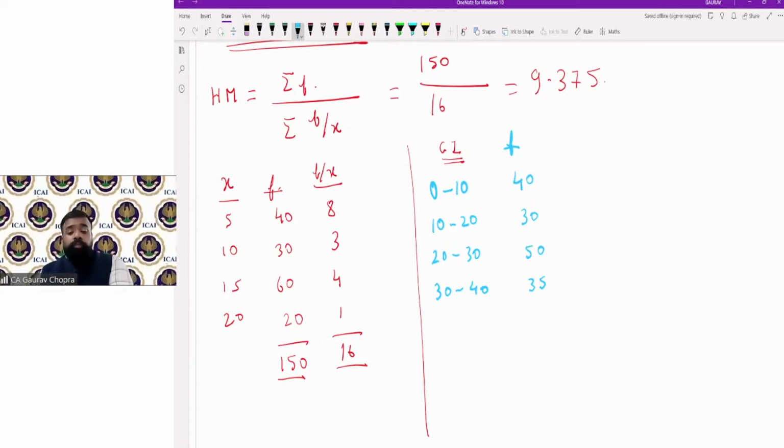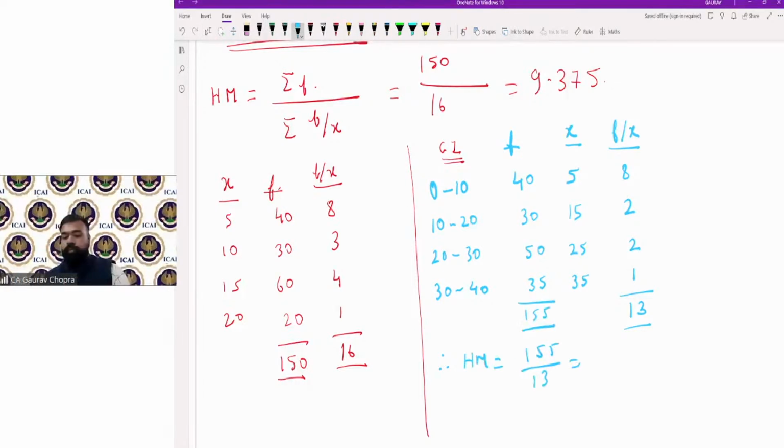Now, as per the formula, we require f upon x. So therefore, x we have to calculate. Now, x का मतलब क्या है? Mid value, which we have already discussed in the previous session. So 0 plus 10 upon 2, it will be 5. 10 plus 20 upon 2, 15. Then 25 and 35. So this is x. Now calculate f upon x. 40 by 5 is 8. 30 by 15 is 2, then 2, and then 1. So what is the total? Total is 30.